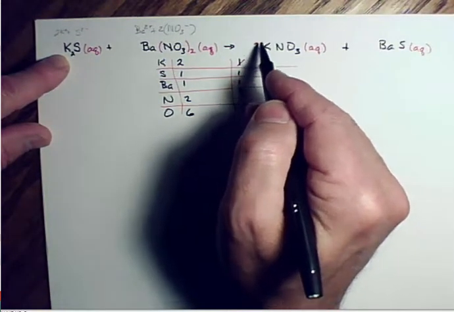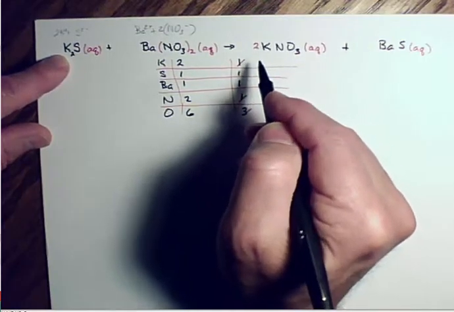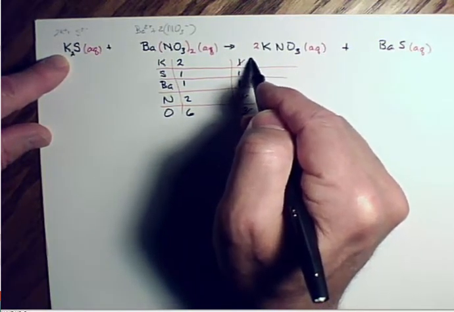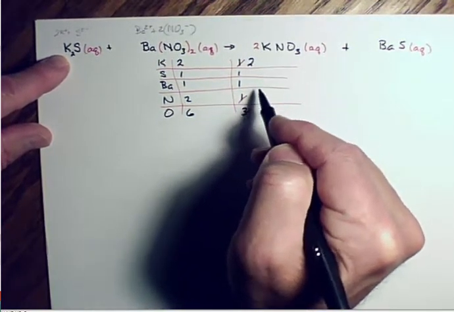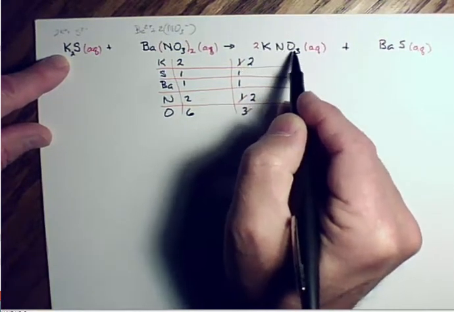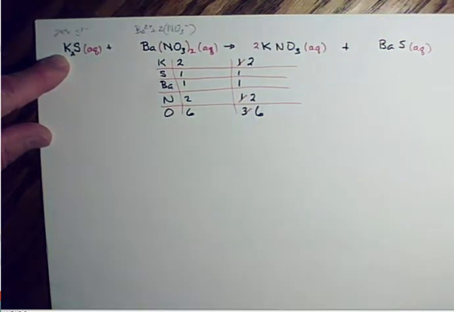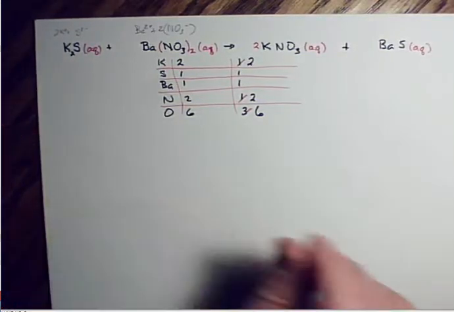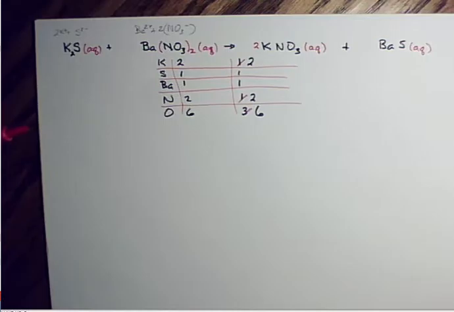So the 2 here means I multiply everything in the formula by 2. I now have 2 times 1 or 2 potassiums, 2 times 1 or 2 nitrogens, and 2 times 3 or 6 oxygens, and that balances the equation. So we have the question; let me put this back up on the screen for you.